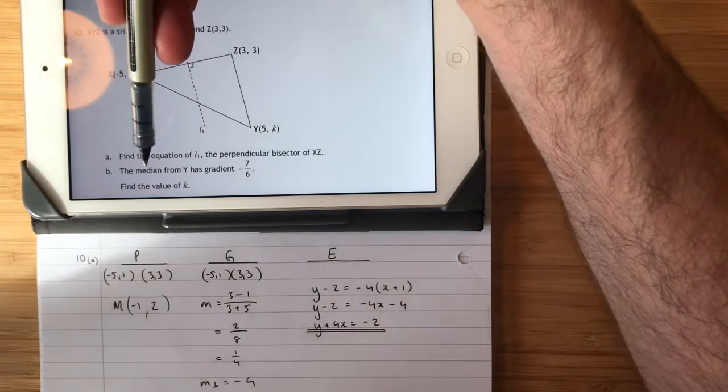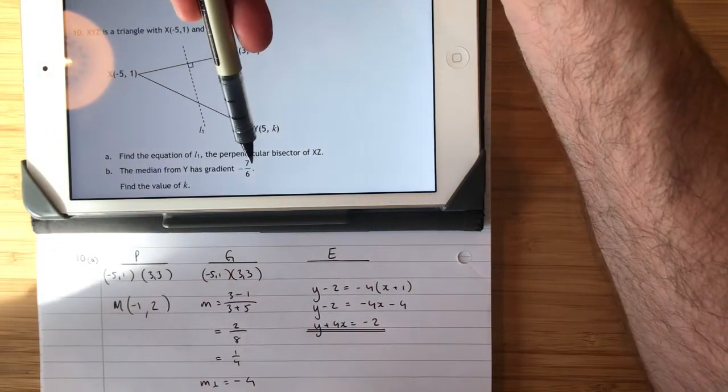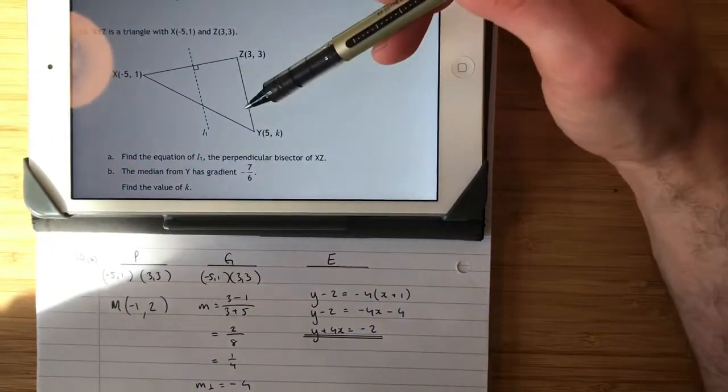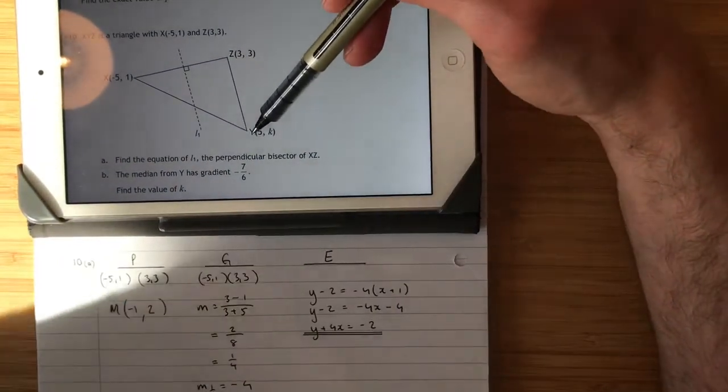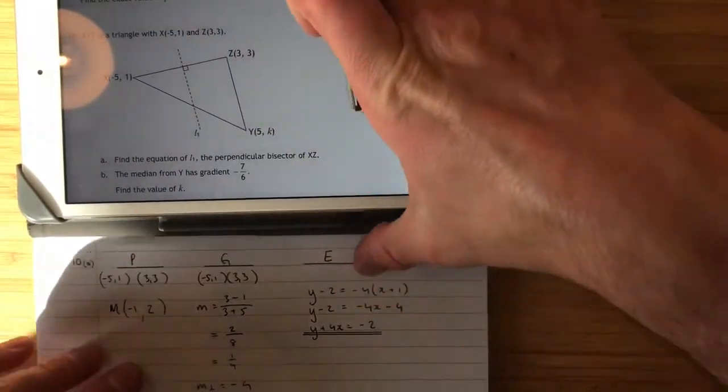Okay, the median from y has gradient negative 7/6. Find the value of k. So there's y there, which is the 0.5k. Right, this is a good question. I like this. Even though I made it myself, I'm still allowed to be proud.